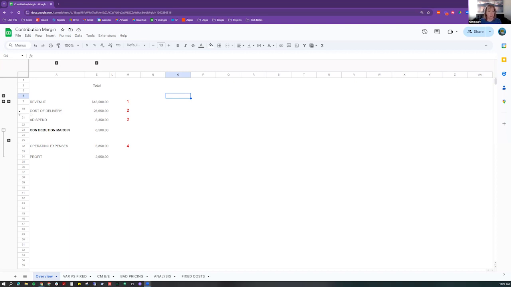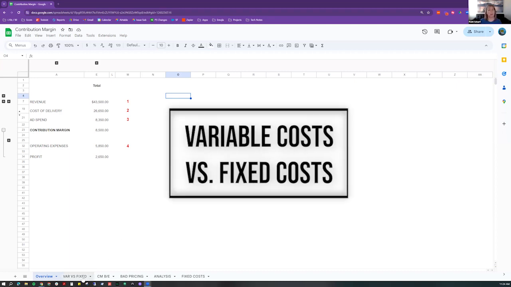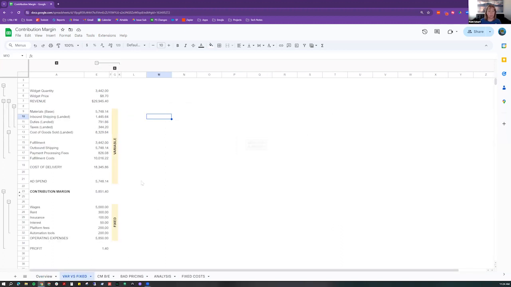All right. Now, before we talk about contribution margin, which I realize is showing on here, I want to talk about variable costs versus fixed costs. So if you are looking at the first grouping of this cost of delivery, the materials, the inbound shipping, fulfillment, all the costs associated with delivery, these numbers are going to change based on the number of widgets that are sold. So let's say you are selling 5,000 widgets. You would have associated costs like this.